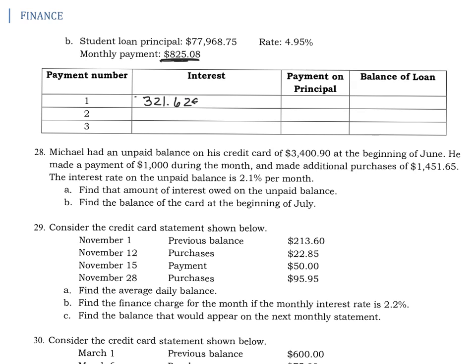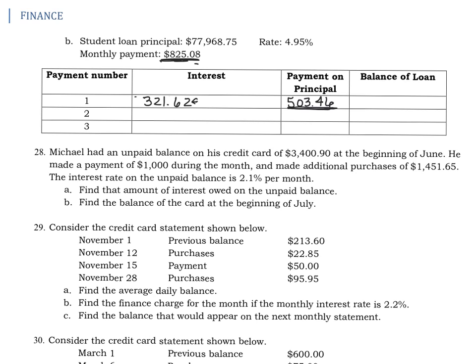So to figure out how much of this monthly payment is principal, surely you understand we will subtract the $825.08 minus $321.62, and we will get $503.46. So with your monthly payment, this is how much you're paying down on that student loan principal.